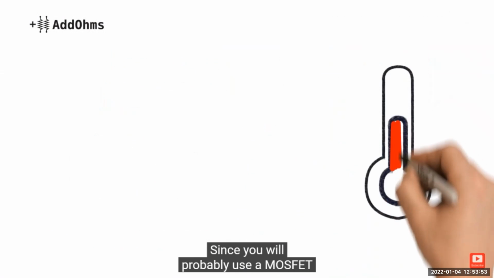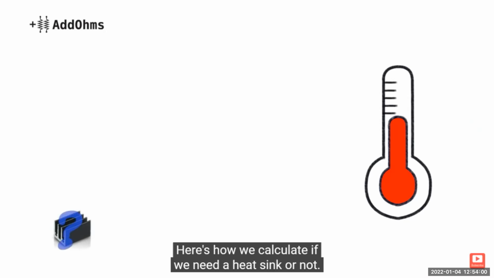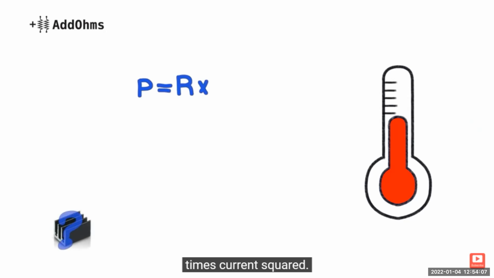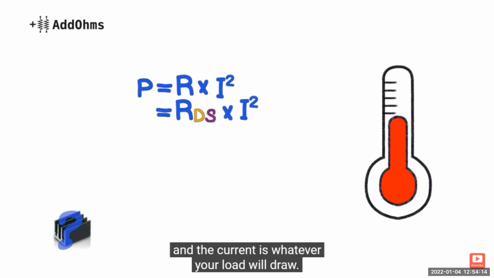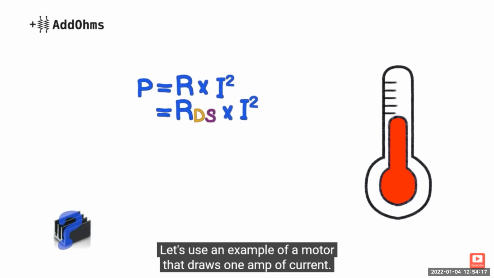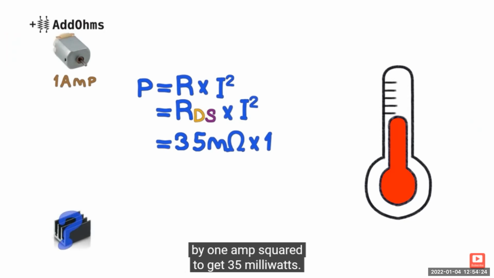Since you will probably use a MOSFET in high current applications, it is important to check how hot it is going to get. Here's how we calculate if we need a heatsink or not. The formula to determine how much power the MOSFET dissipates is resistance times current squared. In this case, the resistance is RDS on, and the current is whatever your load will draw. Let's use an example of a motor that draws 1 amp of current. This means we multiply 35 milliohms by 1 amp squared to get 35 milliwatts.